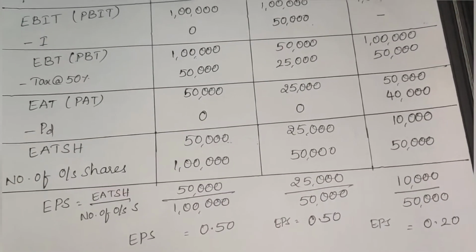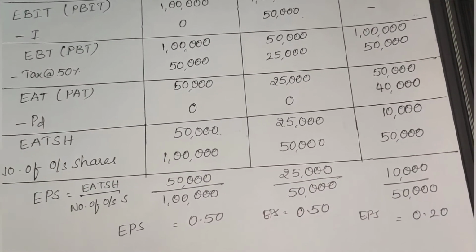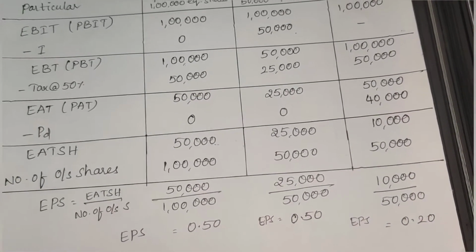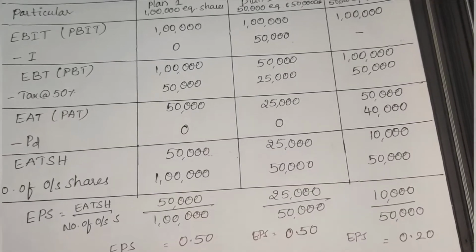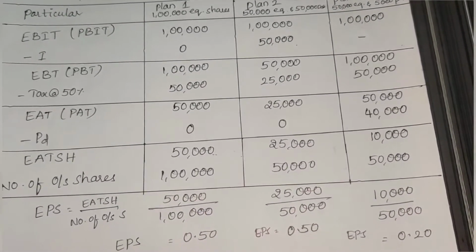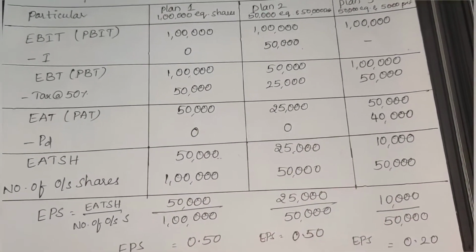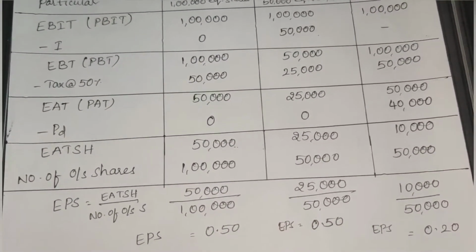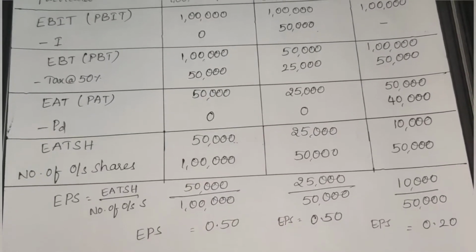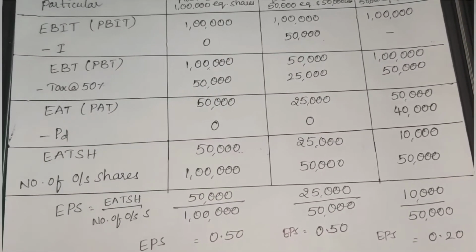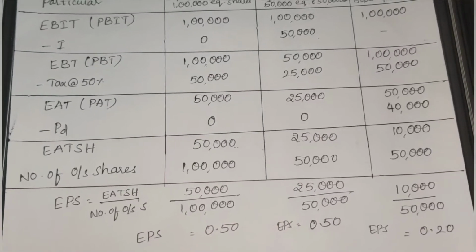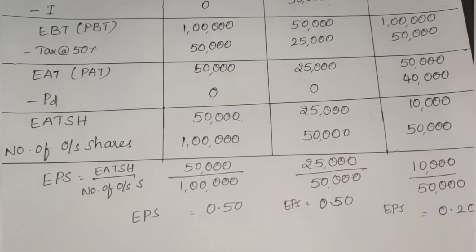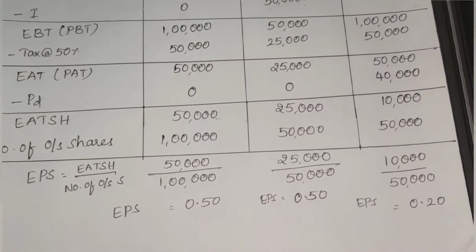After deducting that, we calculated earnings before tax. 1 lakh minus 0 is 1 lakh; from 1 lakh, deducting 50,000 gives 50,000; and in the third plan, 1 lakh minus 0, so that is 1 lakh. Next, after earnings before tax, now we have to deduct tax in order to get earnings after tax. So tax at the rate of 50% gives 50,000, 25,000 and 50,000. So earnings after tax we got 50,000, 25,000 and 50,000.